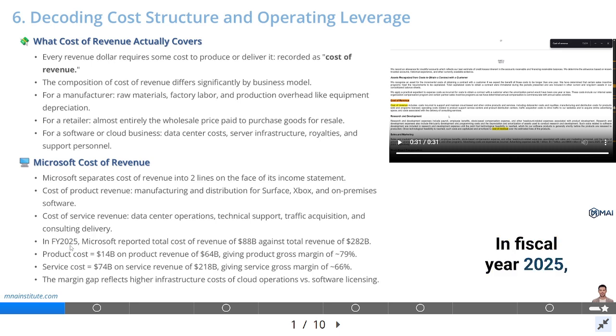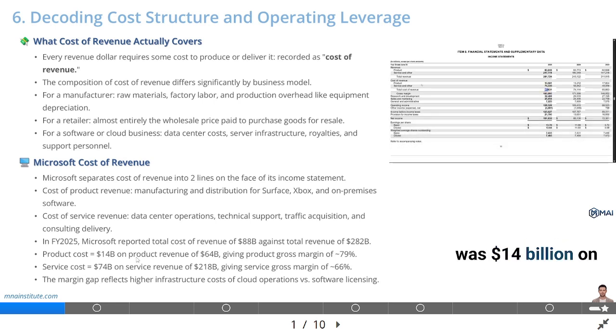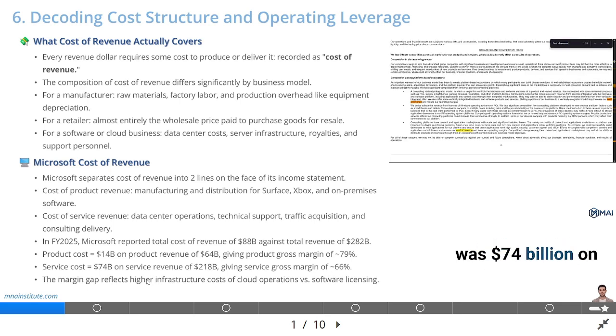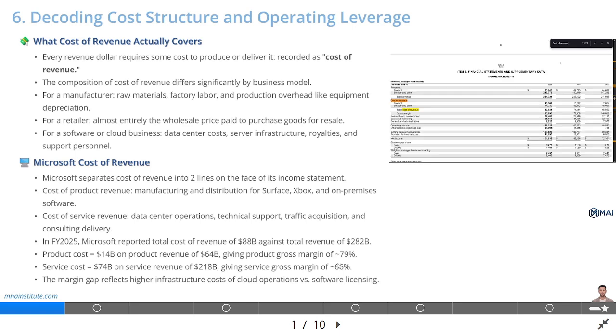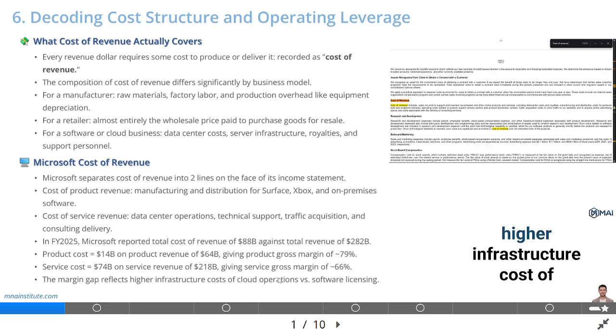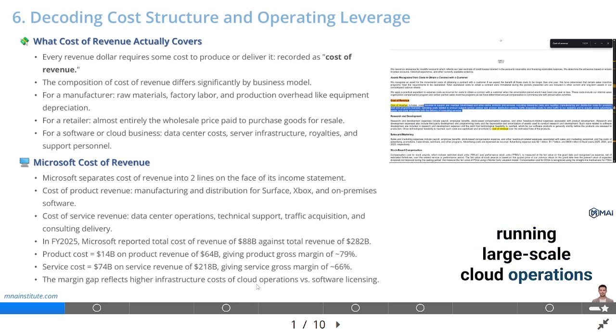In fiscal year 2025, Microsoft reported total cost of revenue of $88 billion against total revenue of $282 billion. Product cost of revenue was $14 billion on product revenue of $64 billion, producing a product gross margin of approximately 79%. Service cost of revenue was $74 billion on service revenue of $218 billion, producing a service gross margin of approximately 66%. The difference between those two margins reflects the higher infrastructure cost of running large-scale cloud operations compared to software licensing.